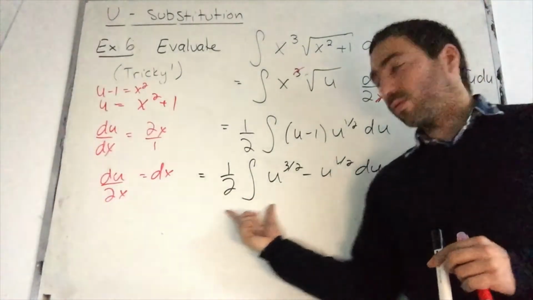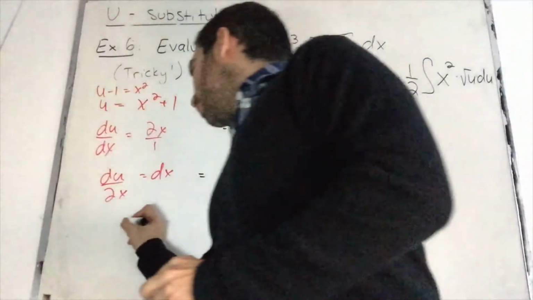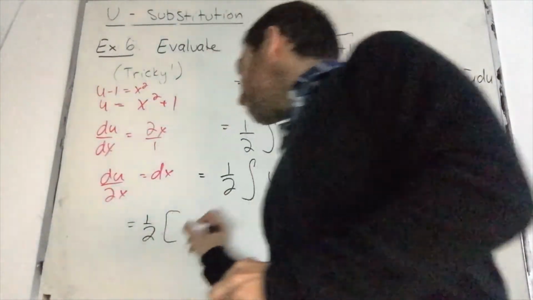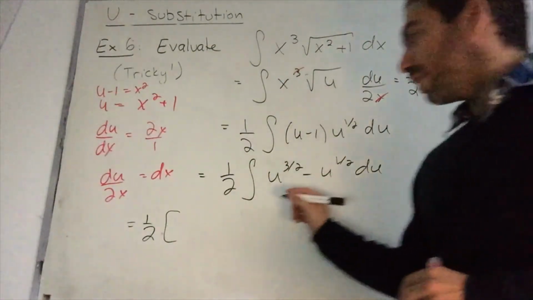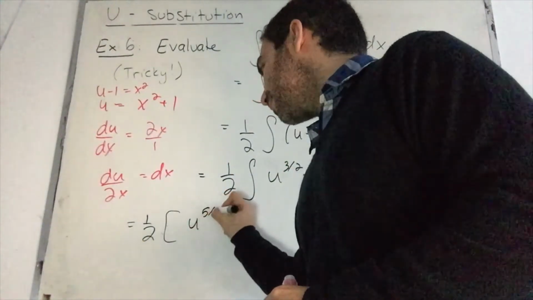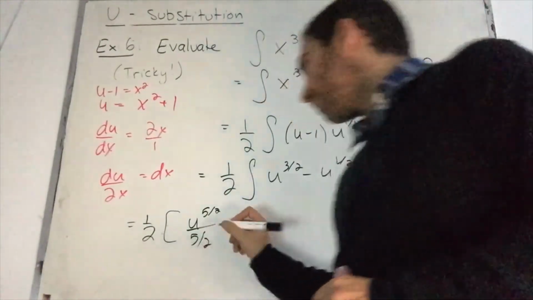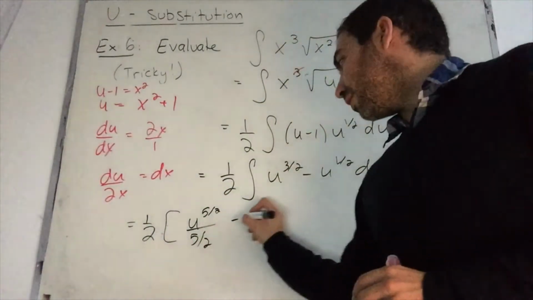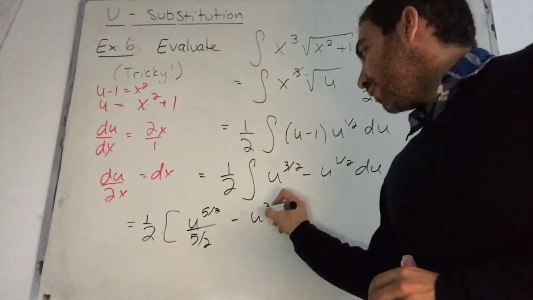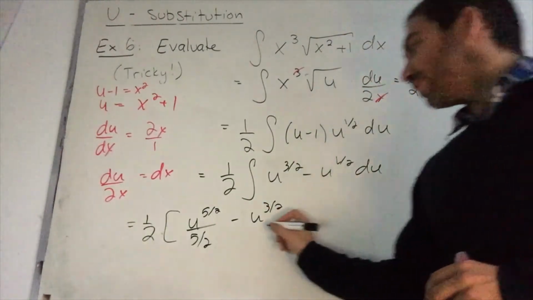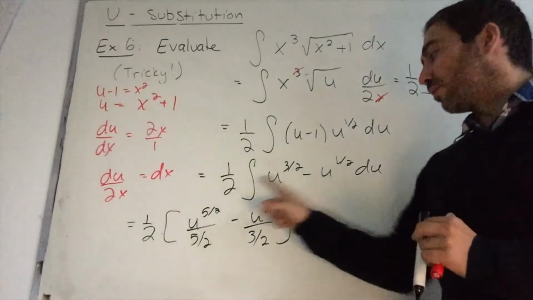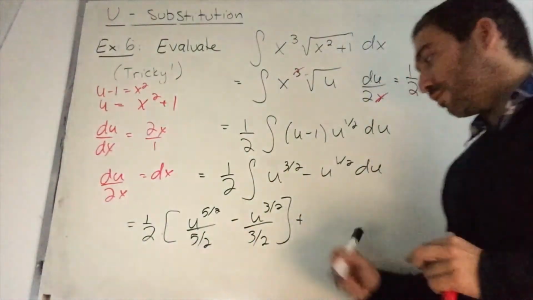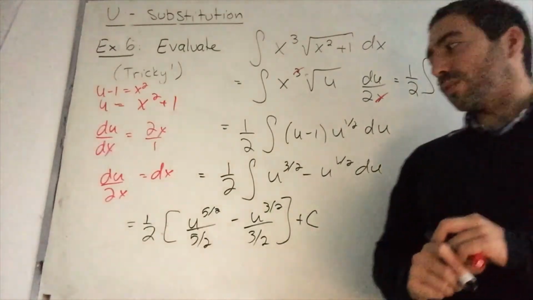Now we could use power rule on each term individually. So we still have the 1/2 on the outside. Here we add 1 to the exponent and divide by that value. So adding 1 to 3/2 is 5/2, and then you divide by 5/2. Minus, same thing here, u to the 3/2. So a 1/2 plus 1 is 3/2, and then you divide by 3/2. And since we integrated the integral sign and the du, now we stop writing it and we write our plus c. Okay.